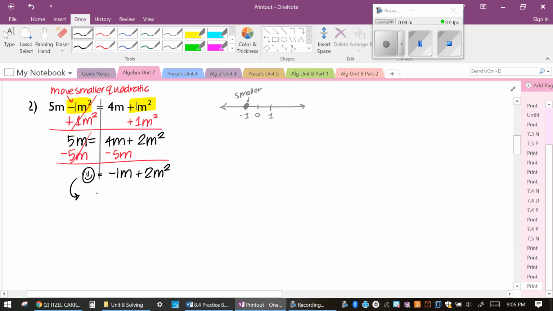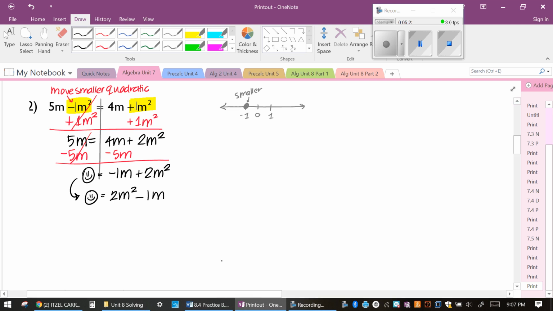I'm going to go ahead and rewrite this in standard form so that my quadratic goes first, then my linear. It is really important for you guys to make sure you're always writing your quadratics in standard form. Standard form means you write it from biggest exponent to smallest exponent. So quadratic term first, then linear, and then constant if there is a constant.